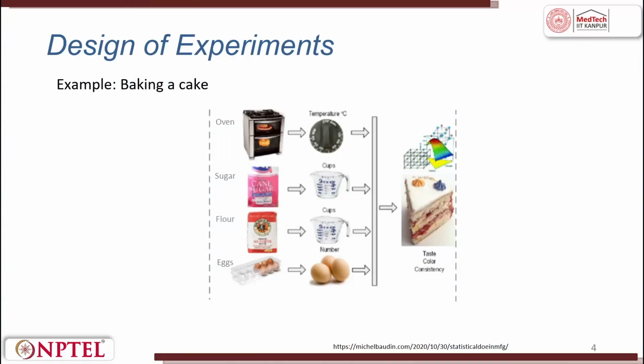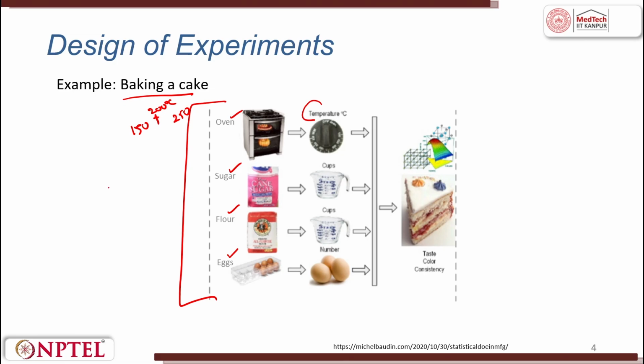Now, let me take an example of baking a cake. For baking a cake, we have certain parameters. For example, we have temperature of oven, we have sugar, we have flour, we have eggs. These are the resources available. And for instance, if you have 3 levels of each, the temperature for example varies from 150 degrees to 250 degrees, and the center point could be 200 degrees. I am talking about degrees centigrade.